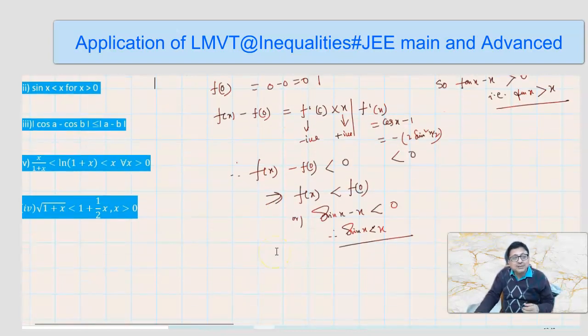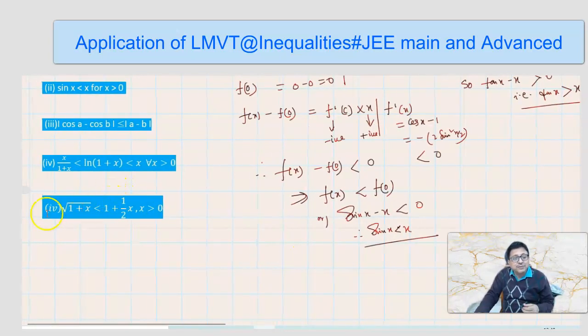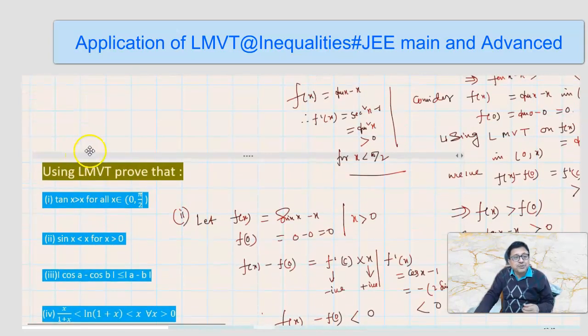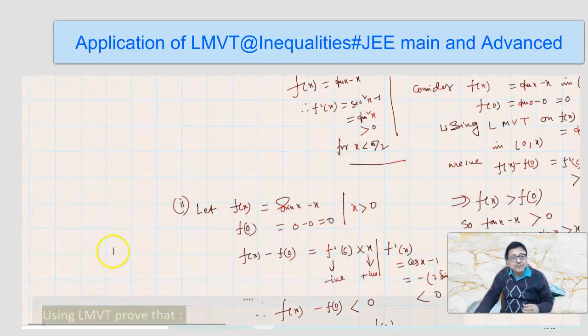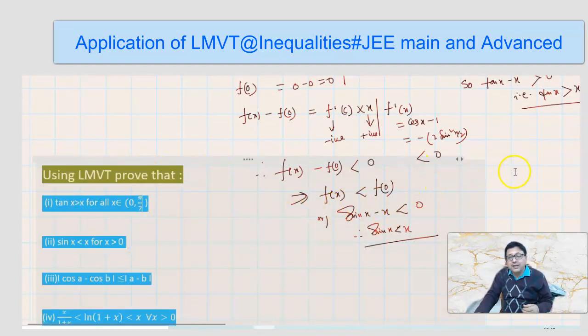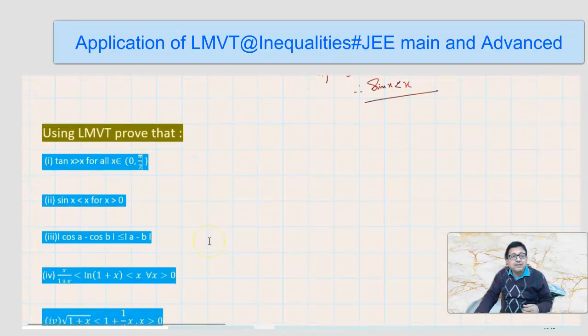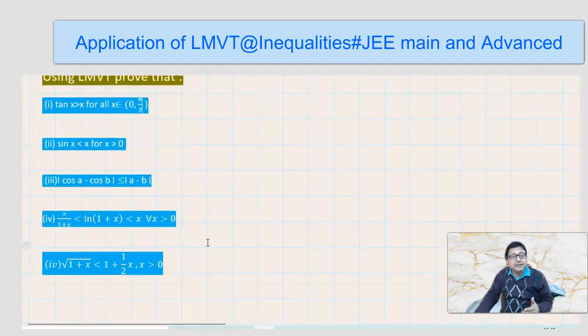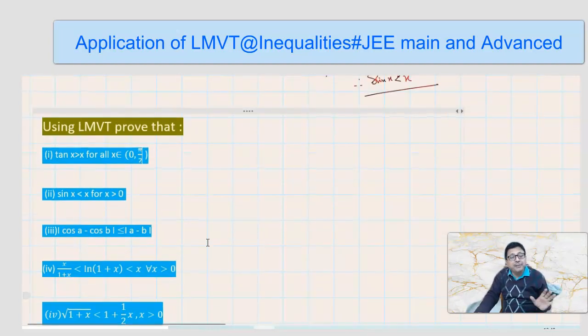Let us see the third one, mod of cos A minus cos B less than or equal to mod of A minus B. How to prove this? Can you prove it? Of course we can prove it. To prove that, what kind of function we are going to take, you can guess. What function can we take and what interval can we take, that matters. Here no interval is given, just two values A and B. Mod of cos A minus cos B less than or equal to mod A minus B, that we have to prove.